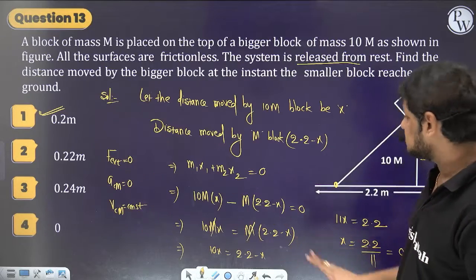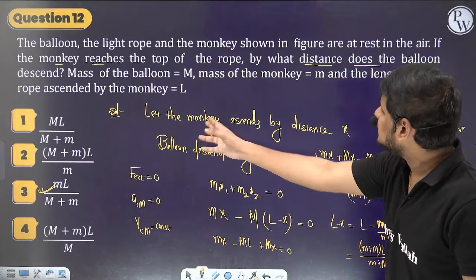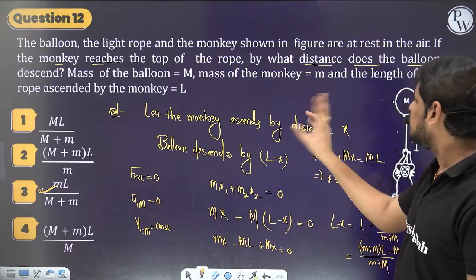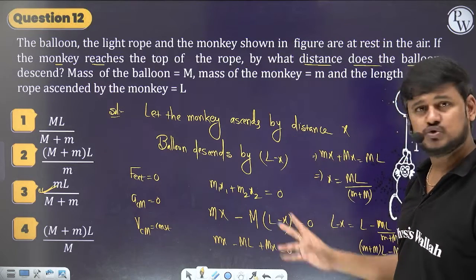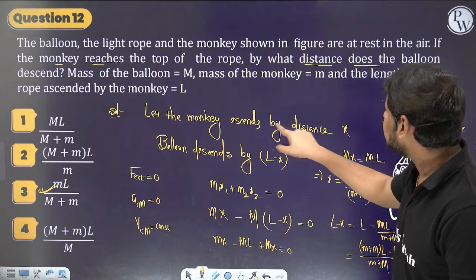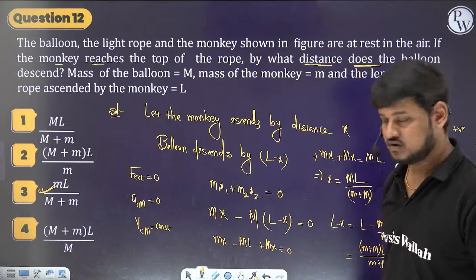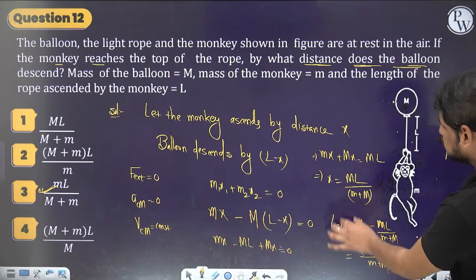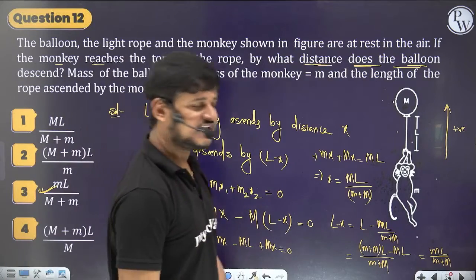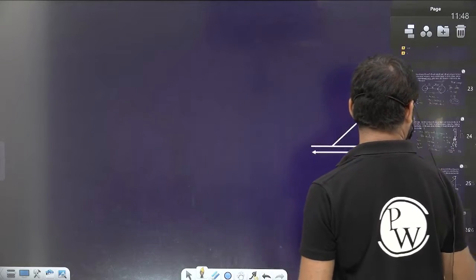Clear? So for these questions, just take care of the calculations. Understood? If you want, you can consider, let the balloon descend by the distance X and the monkey ascend by L minus X. Then you calculate the X value, and in that case you will get the direct option. As we calculated, X is the distance the monkey ascends, but we need the distance descended by the balloon. So that is L minus X that we required. You just subtract this one, so we got ML by capital M plus small m. Take care of that. So this part is also clear. Right. So we don't need another slide here.